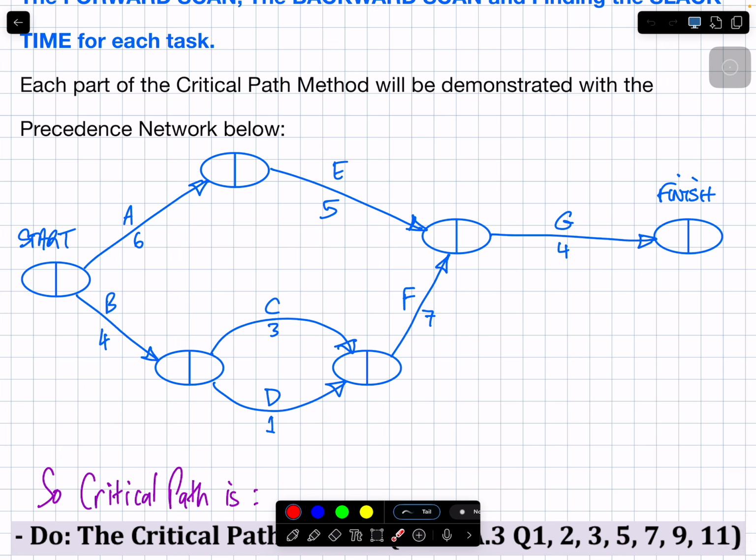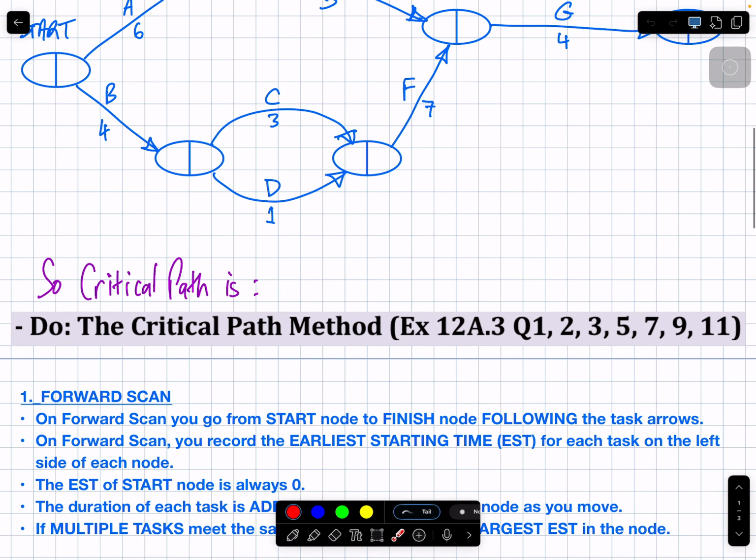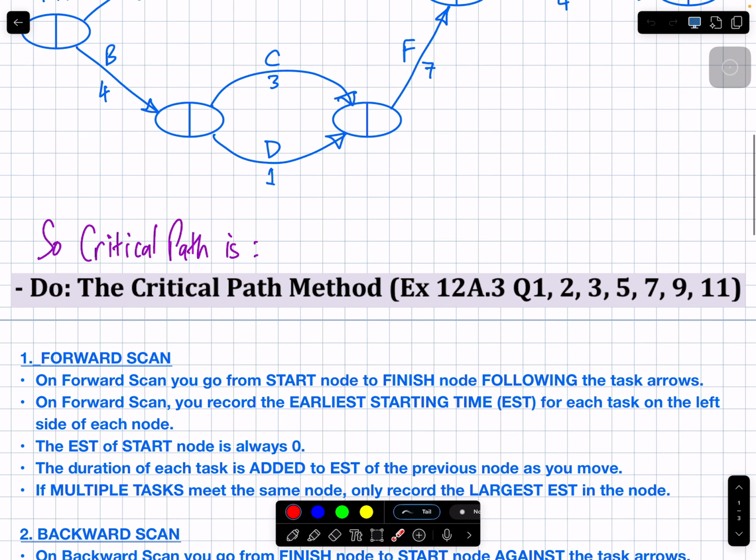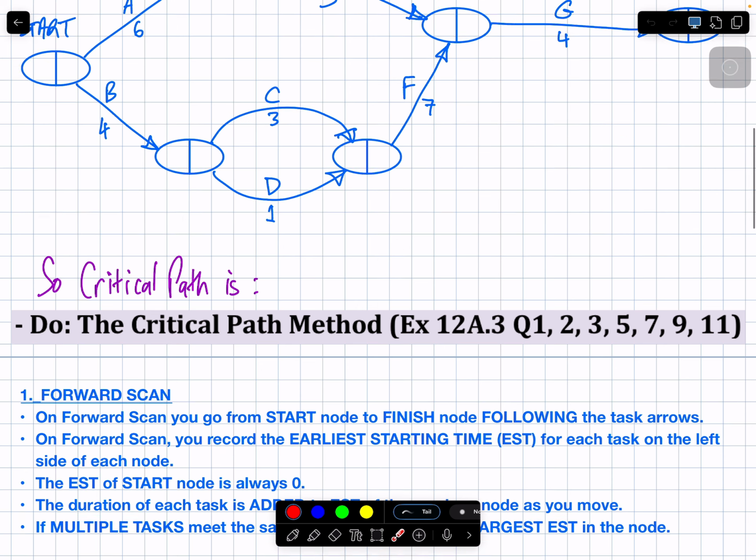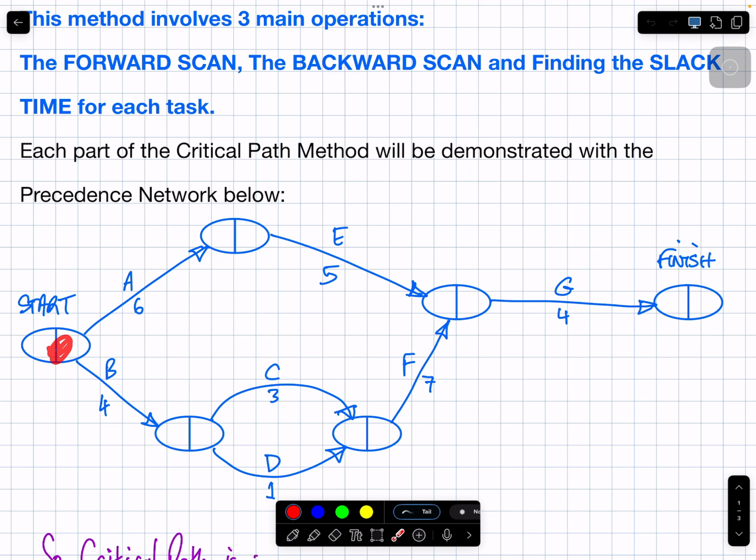So you've got your network open in front of you. It's been drawn for you, but we're using the critical path method to find the critical path through that network. What is the forward scan? On forward scan, you go from the start node to the finish node and you follow the task arrows. What does that mean? I'm going from the start to the end. That makes sense. Why is it called forward? Because I'm going forward through the arrows, okay?